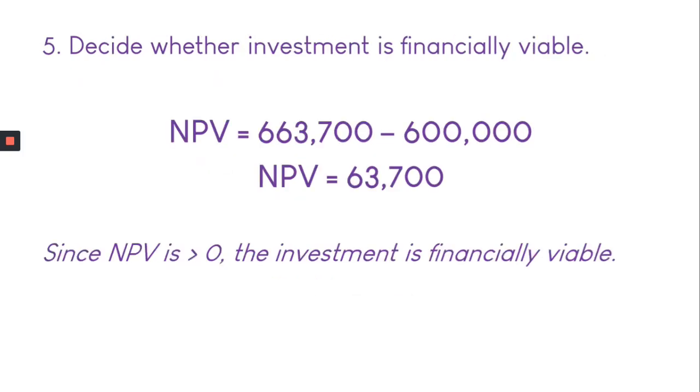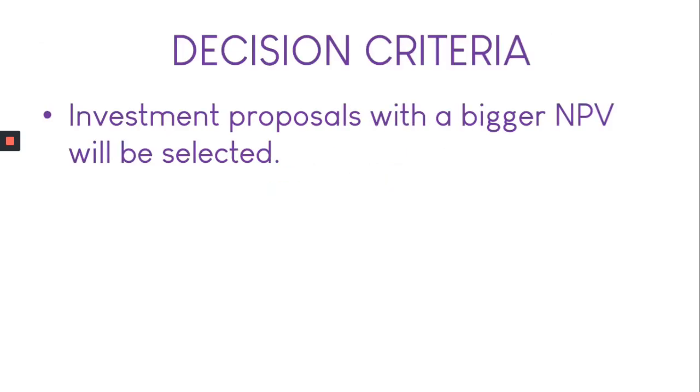Now we go into deciding whether this investment is financially viable. Since the ruling is, if NPV is greater than 0, then the investment is financially viable, meaning it will give us money. So since the NPV is greater than 0 and it's 63,700, the project is considered financially viable. If a decision must be made between different projects, the investment proposal with a higher net present value will be selected.